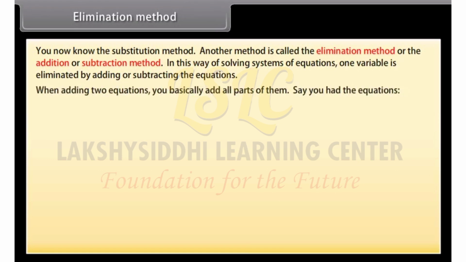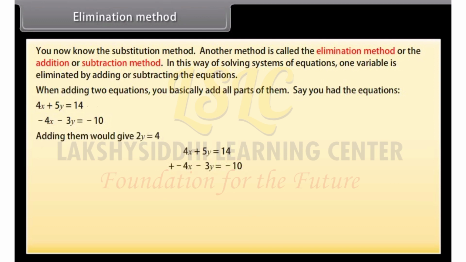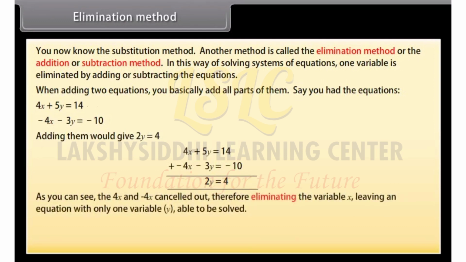When adding two equations, you basically add all parts of them. Say you had the equations 4x plus 5y is equal to 14. Minus 4x minus 3y is equal to minus 10. Adding them would give 2y as 4. As you can see, the 4x and minus 4x cancelled out, therefore eliminating the variable x, leaving an equation with only one variable y able to be solved.